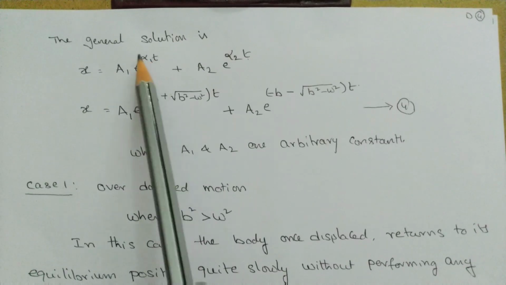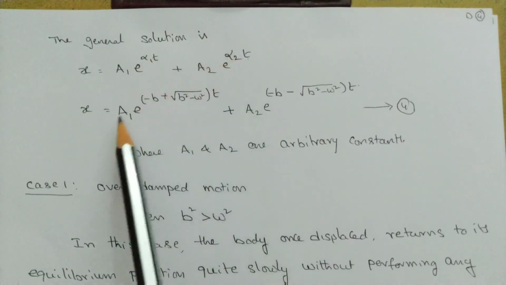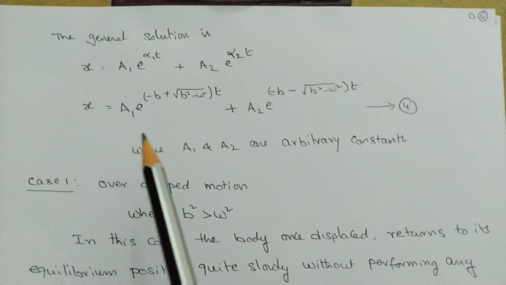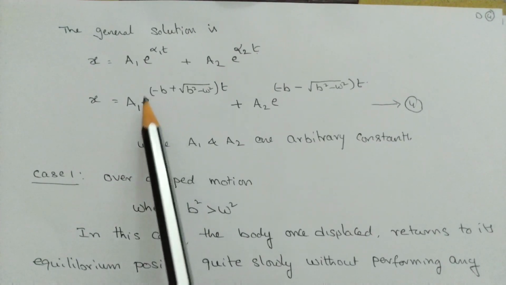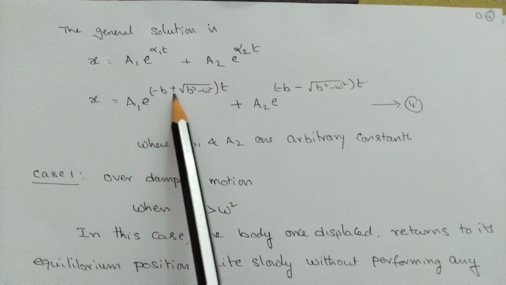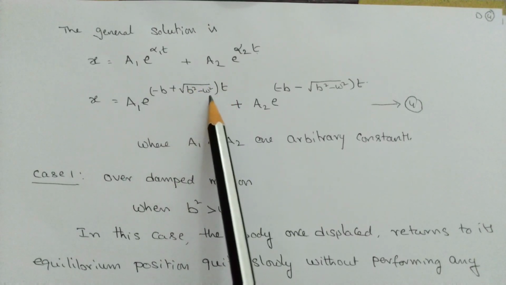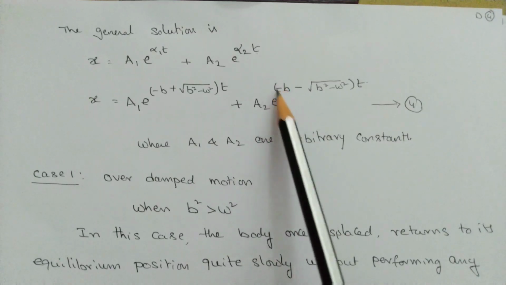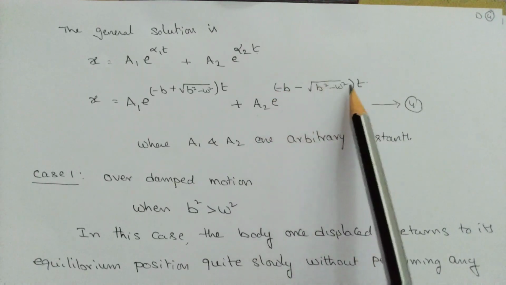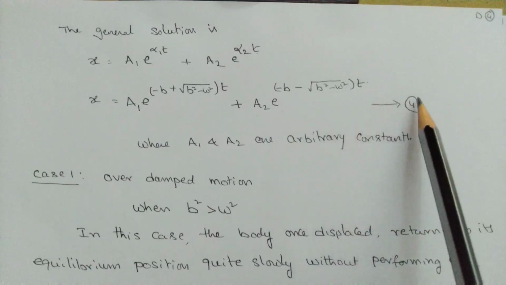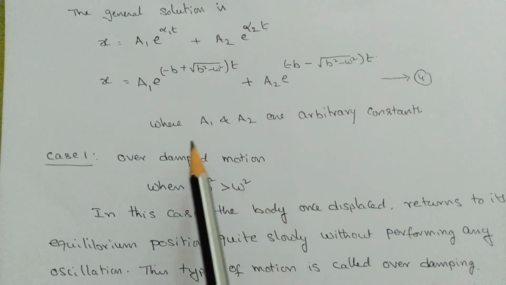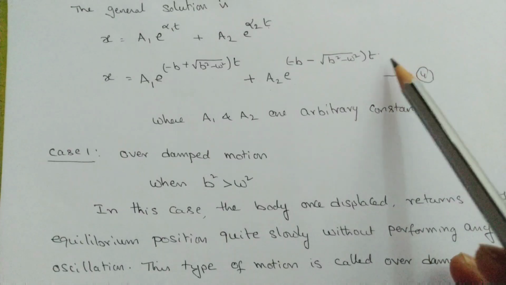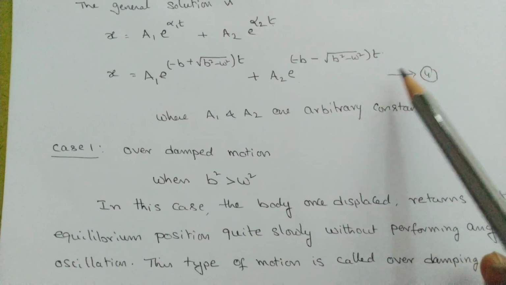Then we have to substitute the values of alpha 1 and alpha 2 here. Then the final general equation will be x is equal to a1 into e power minus b plus root of b square minus omega square into t, plus a2 into e power minus b minus root of b square minus omega square into t. This is equation number 4, where a1 and a2 are arbitrary constants. This is the general equation of this concept.